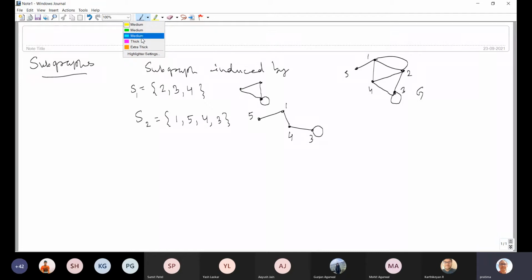We are considering this subgraph. This is the subgraph induced by S2, the vertices 1, 5, 4, 3. So this is how we consider an induced subgraph.